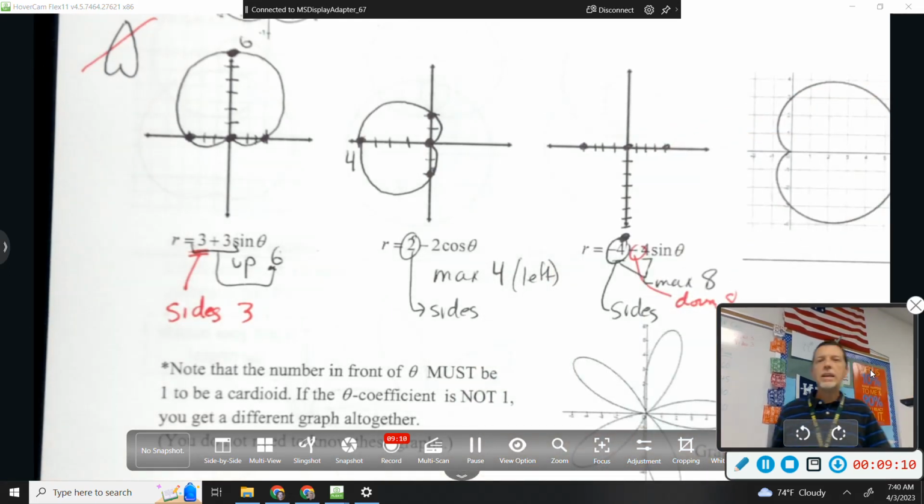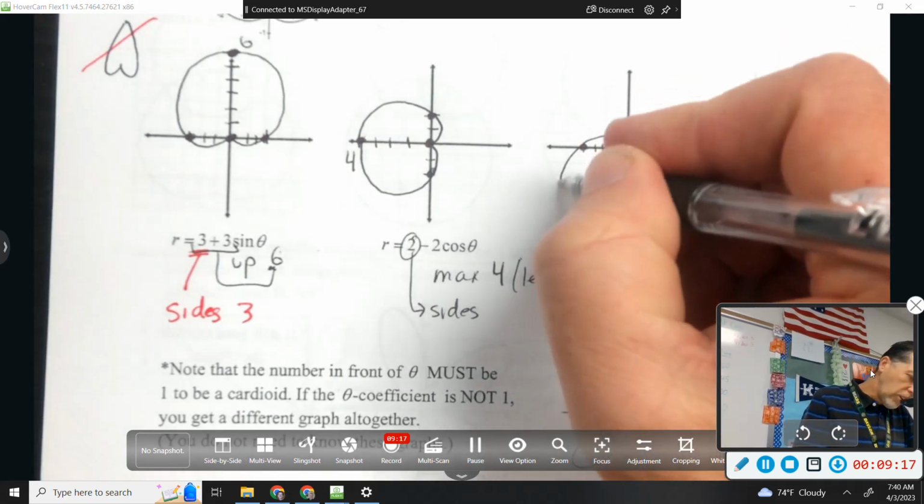So there's our T. But the graph's not a T. The graph is a very circular heart.